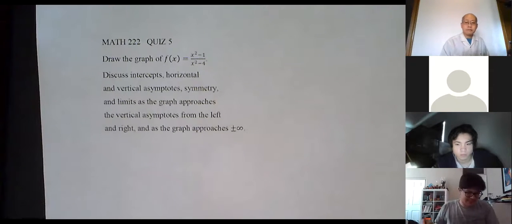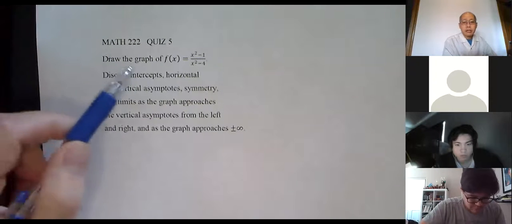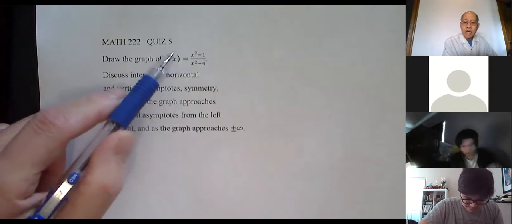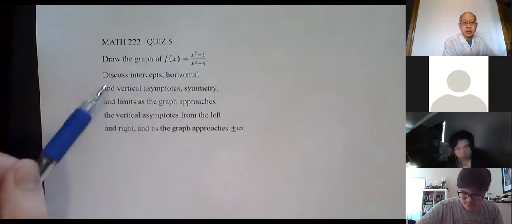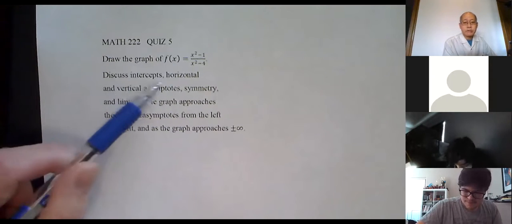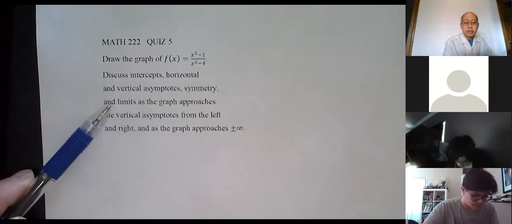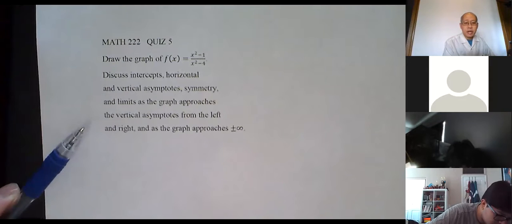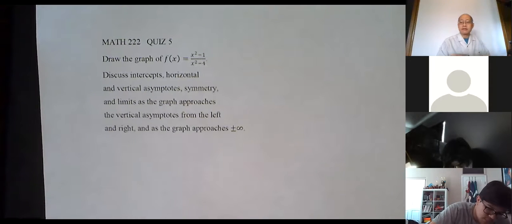So I'll read it again and then I'll make this disappear. So f of x equals x squared minus 1 over x squared minus 4. Obviously, you should start by factoring. Do your factoring, and that makes it much easier. So what are the intercepts? Horizontal and vertical asymptotes, symmetry, limits as the graph approaches the vertical asymptotes from the left and the right. Look at the examples we did for homework. And what happens when the graph approaches infinity and negative infinity.